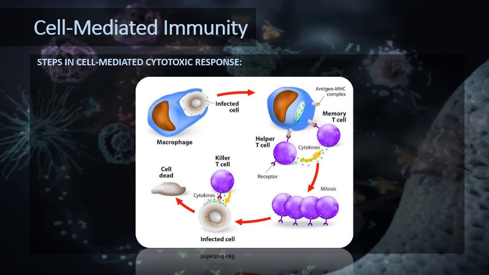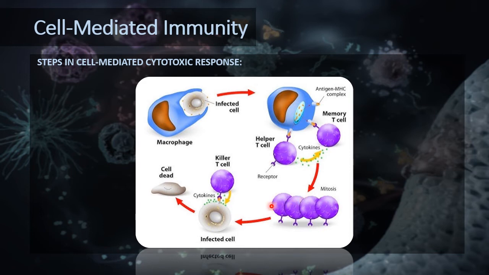So we have here the steps in the cell-mediated cytotoxic response. First we have here a macrophage ingesting an infected cell. Then after digestion, the macrophage expresses the antigenic determinant of the infected cell and is bound to the helper T cell and the memory T cell. The helper T cell here will later on secrete cytokines to promote mitosis and migration of the effector cells, such as the cytotoxic T cells and the natural killer T cells.